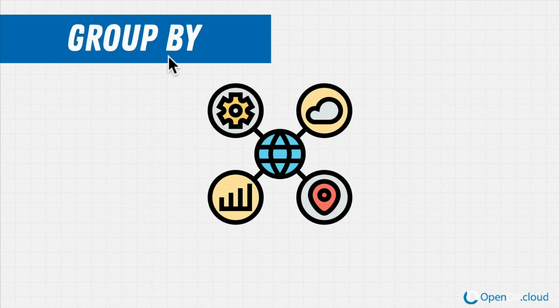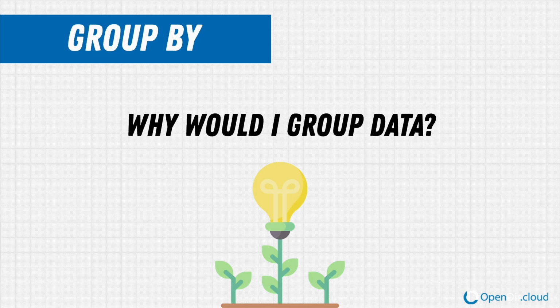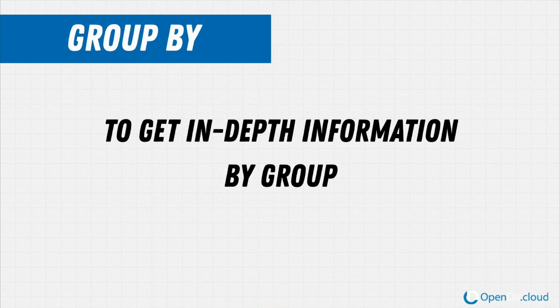Group by. Group by is a keyword that is used to summarize or aggregate data by groups. Grouping data into logical buckets allows us to operate against those buckets individually. Now, the question is, why would you group data? And the answer is to get in-depth information by group. We want to get that in-depth knowledge, that specific information by that group.